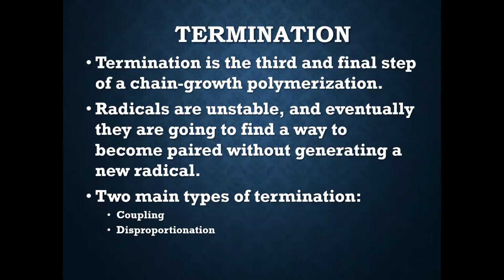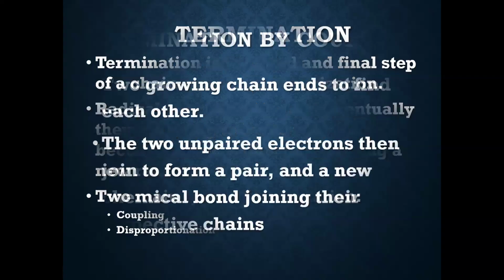This process is called termination, and this termination is one of two types. It can be by coupling, and coupling will produce a longer polymer, or by disproportionation, and this will provide two types of polymers which are shorter.